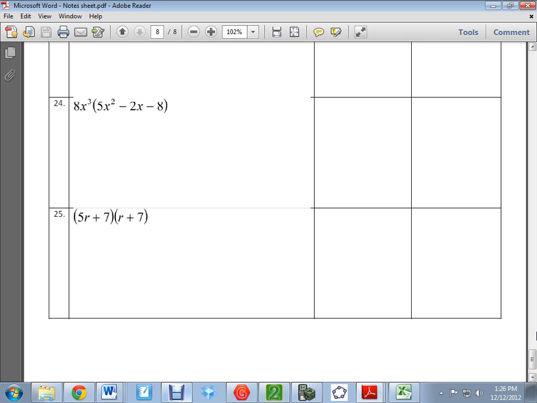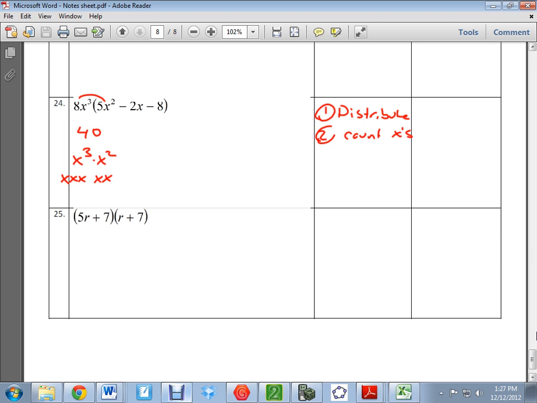Number 24. Number 24, we are going to multiply this, but we're going to just simply distribute. All right, when I distribute these, I do need to worry about the variables. Whenever I'm distributing them, I need to count the x's for each multiplication. So when I multiply, 8 times 5 is obviously 40. But what is x cubed times x squared? X to the 5th. There are 3 x's here, and there are 2 x's there.